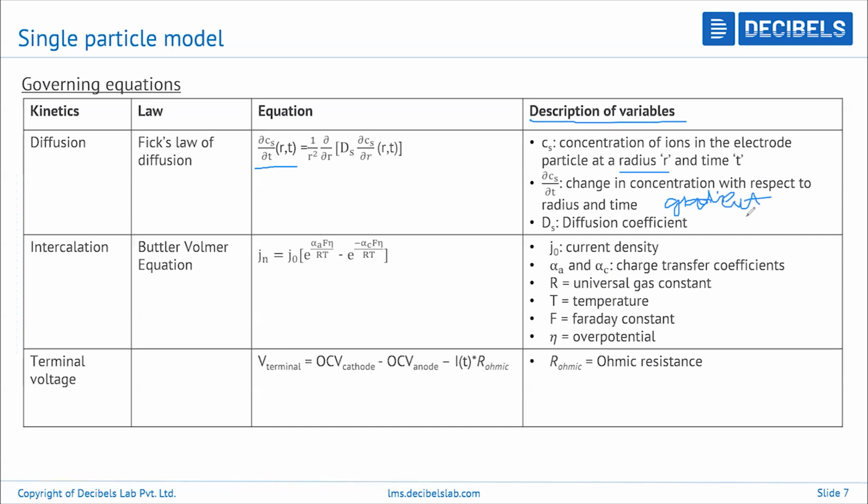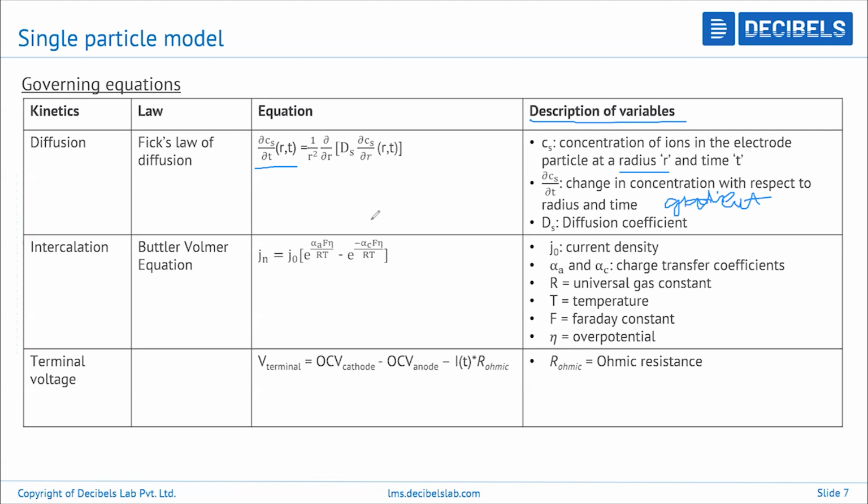So dou Cs by dou t, that's how we see this. This is the partial derivative, dou Cs by dou t. This is the total change in concentration with respect to time and radius. That is known as the gradient of concentration. Okay, so that's what Fick's law of diffusion talks about.